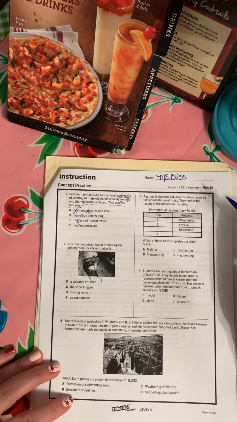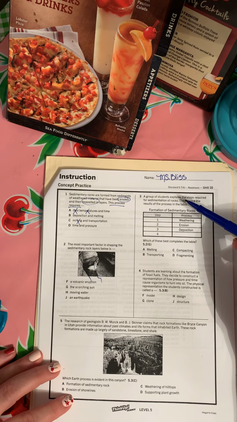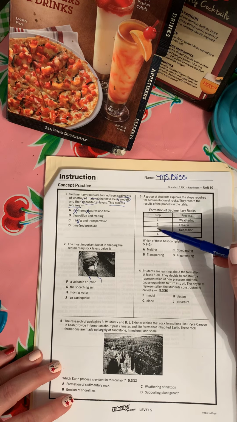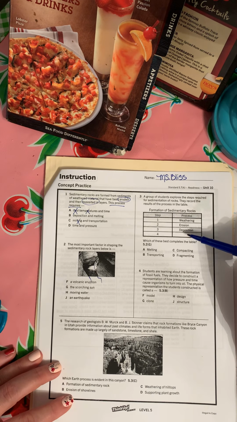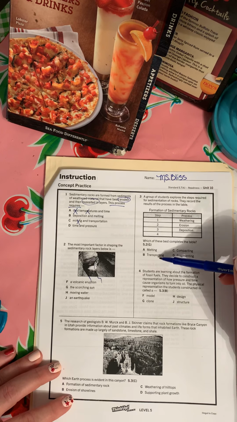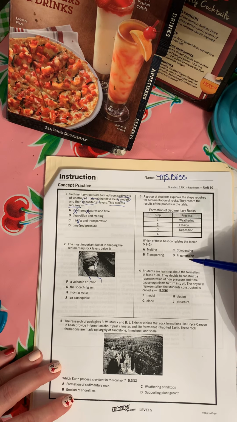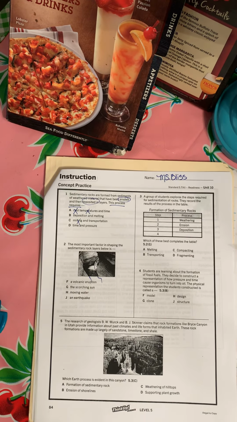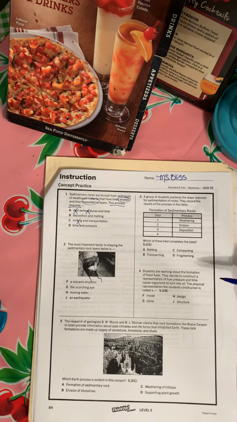A group of students explores the steps required for sedimentation of rocks. They record the results of the process in the table. Step 1, weathering. Step 2, erosion. Step 3, deposition. And then what is step 4? Does it melt, transport, compact, or fragment? And there's only one. Well, there's 2 kind of vocabulary words, but one is the major because we already have deposition, which, okay, gave you a huge hint.